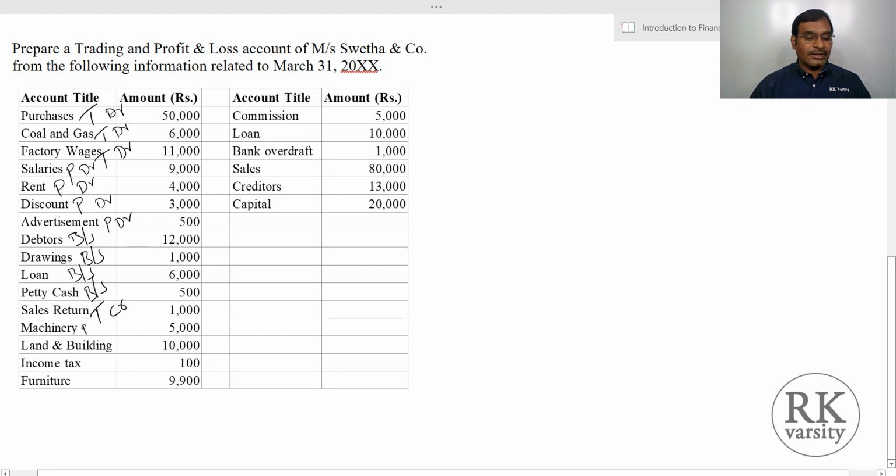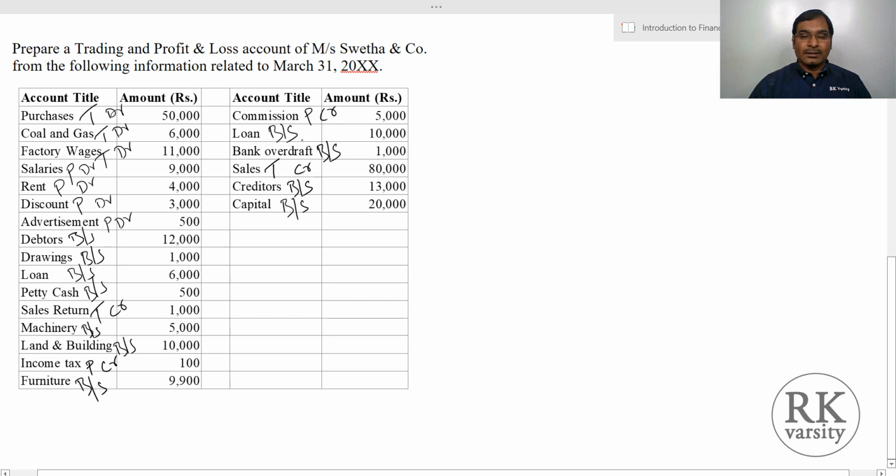Then machinery goes into the balance sheet. Land and building, balance sheet. Income tax is a tax that we paid, so profit and loss account, credit side. Furniture is an asset in the balance sheet. On the other side, this is a commission received, profit and loss account, credit side. Loan liability, balance sheet. Bank overdraft liability, balance sheet. Sales, trading account, credit side. Creditors, the amount that you owe, liability in the balance sheet. Capital in the balance sheet.